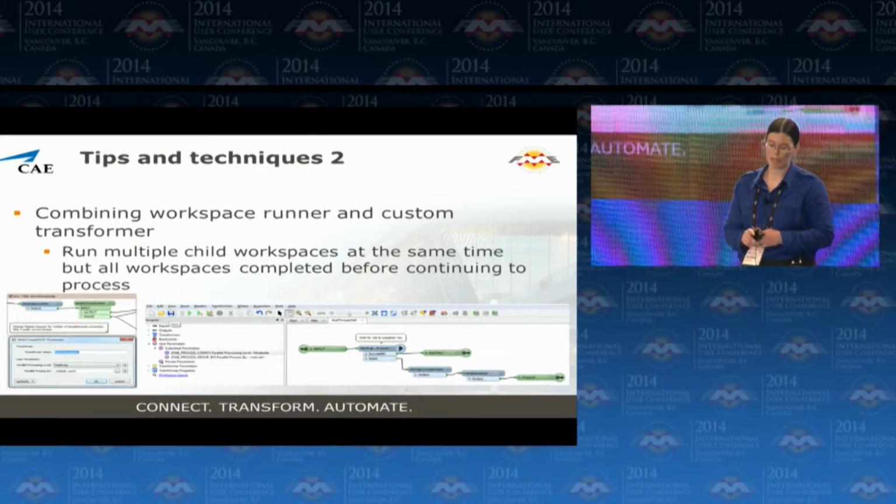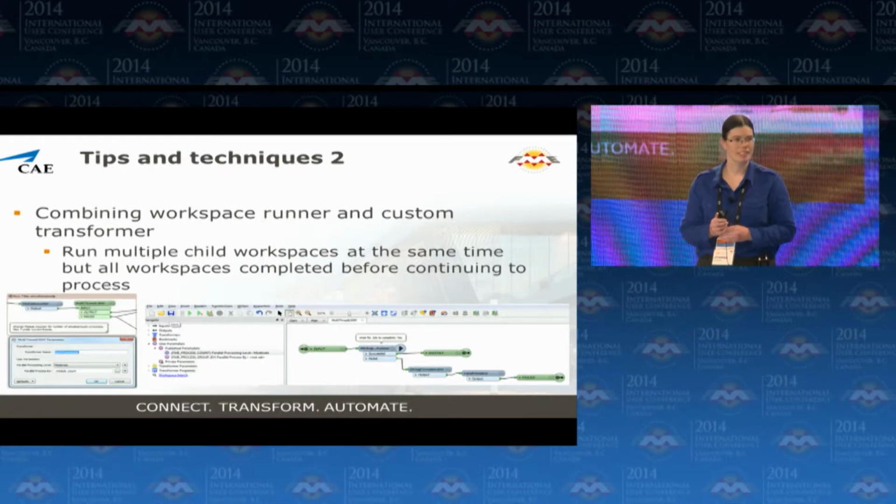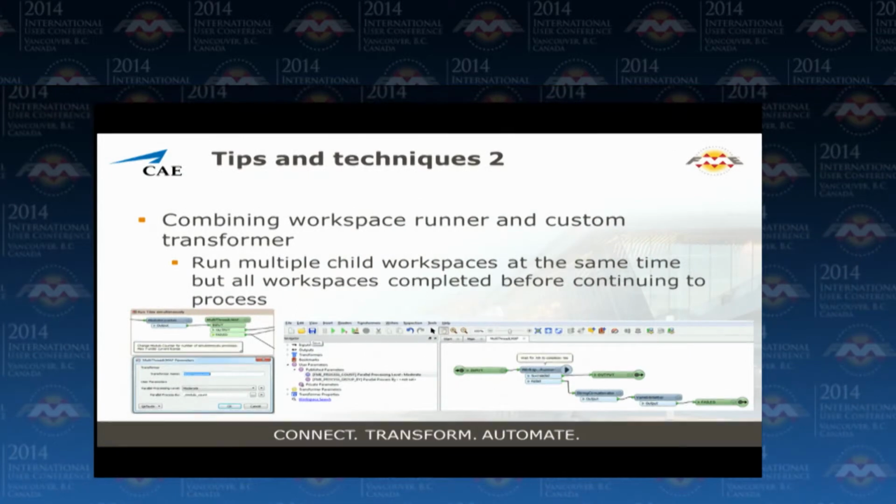If you wrap your workspace runner in a custom transformer, and you set the parallel processing level, and you put a group by on your custom transformer, back in the main workspace, you can use a modulo counter to set the number of groups you want, which is essentially the number of parallel processes you want to run at the same time. You can then have up to 7, depending on your license, child processes running at the same time, and every one of them will wait till they're done before the feature leaves the transformer and you can go do the rest of your process.